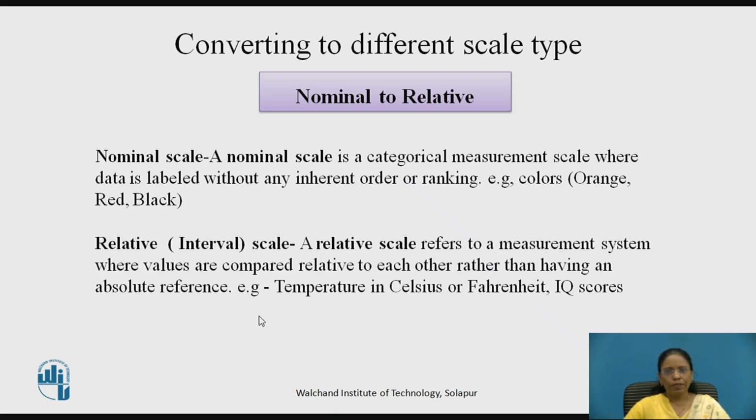Relative scale refers to the measurement system where the values are compared relative to each other rather than having an absolute reference. For example, temperature in Celsius or Fahrenheit or IQ scores are relative scale data. Relative scale does not have an absolute zero.